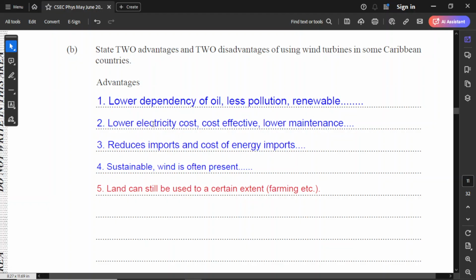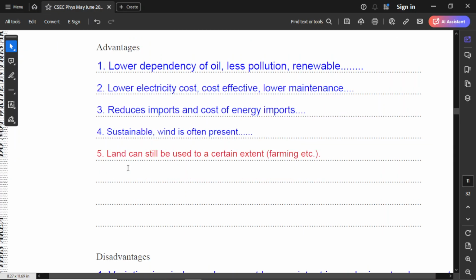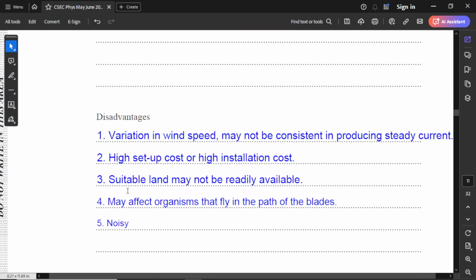All right, you have lower electricity cost, of course, cost effective, lower maintenance, reduces imports and costs of energy imports, sustainability, it is sustainable. You may say wind is often present, as I mentioned earlier. Generally, in most Caribbean countries, you normally get some good wind. All right, and while using a wind turbine, you can still use the land for farming and so on, and also for other development. Of course, even for housing, but of course, you put the wind turbine away from the house. You do not want it too close, just in case you have accidents and electrical shocks and all of that stuff.